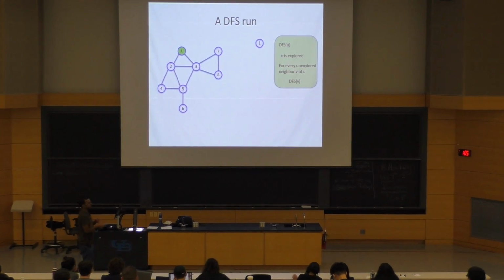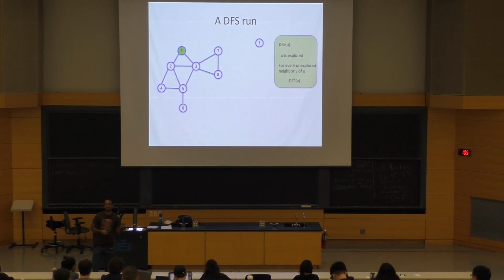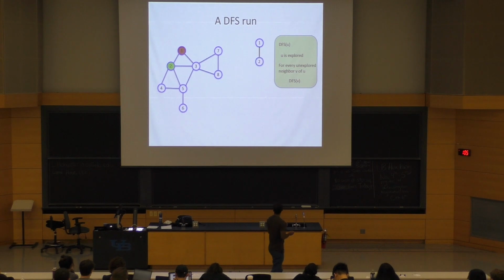Green node denotes that the program is at the recursive call at the green node. And once it's explored, I'm going to mark it as red. Okay. So it starts off with 1, marks it as red, then it has 2 neighbors, 2 and 3, and the DFS doesn't specify which order you pick them in. So in this case, let's say I pick 2.